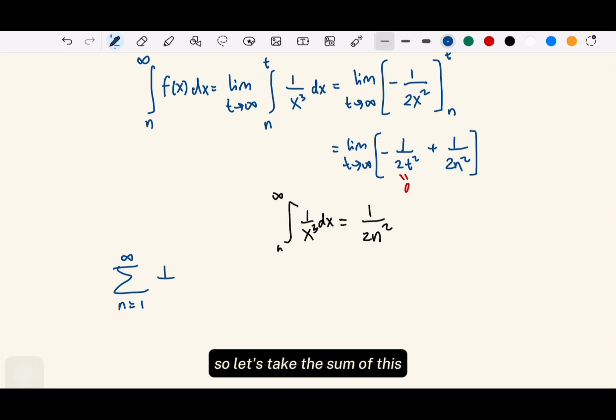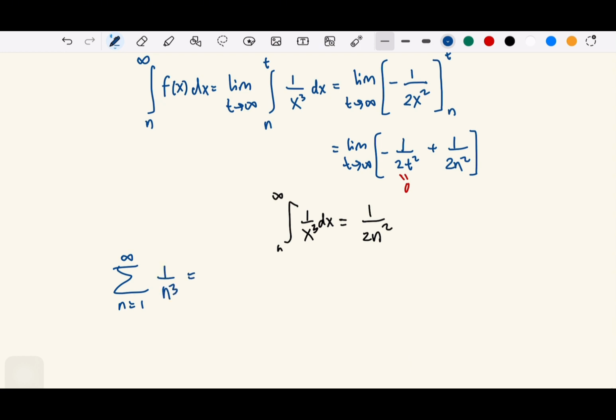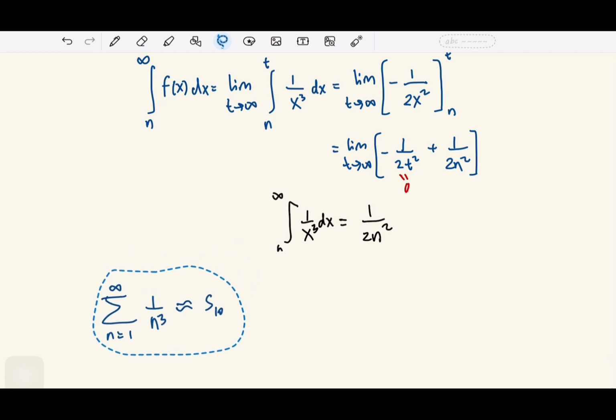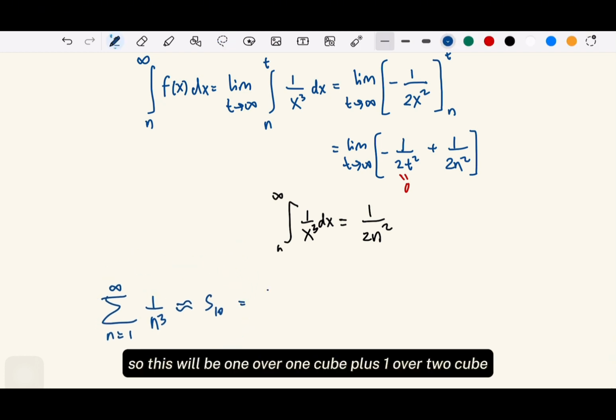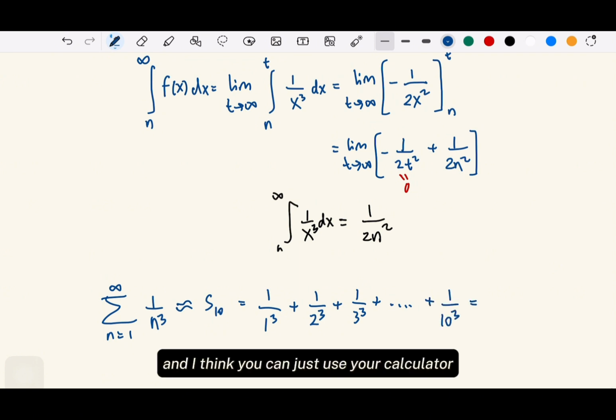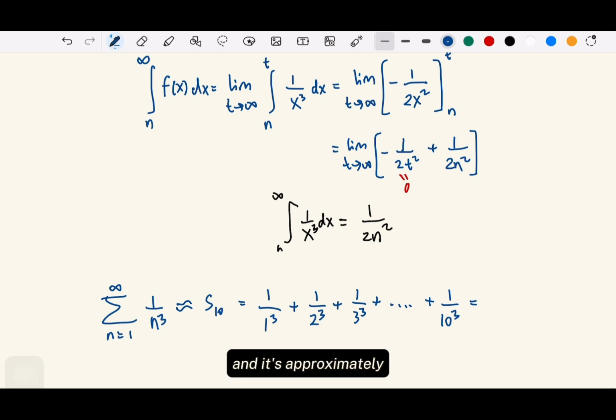So let's take the sum of this. We take that as the approximation because we are told to use 10 terms, so S10, our partial sum with n equal 10. This will be 1 over 1 cubed plus 1 over 2 cubed plus 1 over 3 cubed, and so on until 10. You can just use your calculator, and it's approximately 1.197.